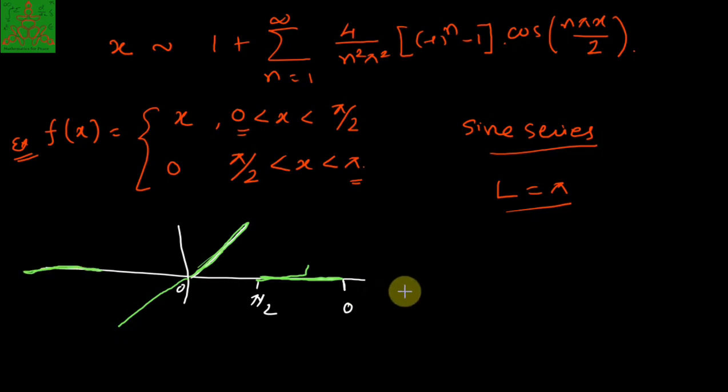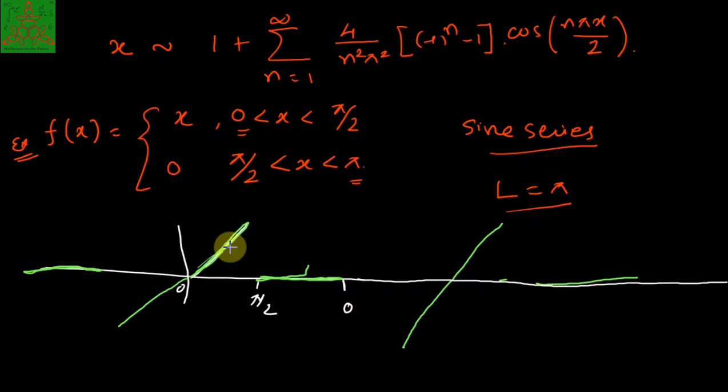So you will have the graph of this function like this as a periodic function. Okay. The extension extends along your x-axis. So this is the graph of this function as a sine series. We are extending this function. So let's try to see what expansion this function will have.